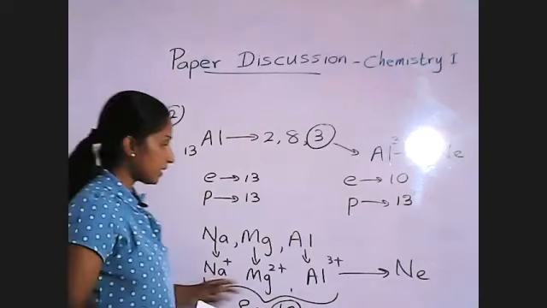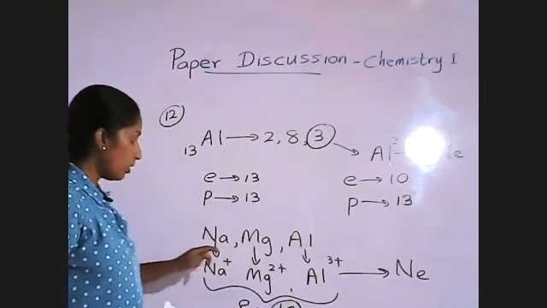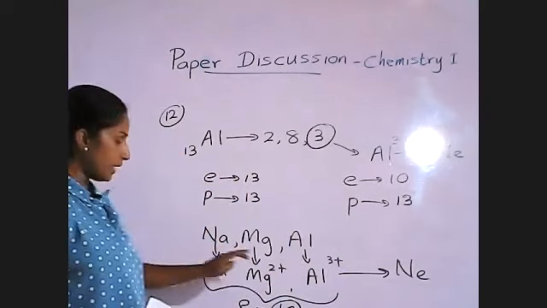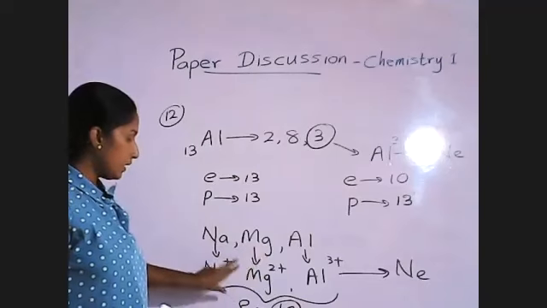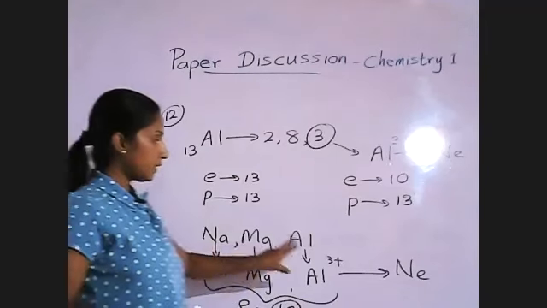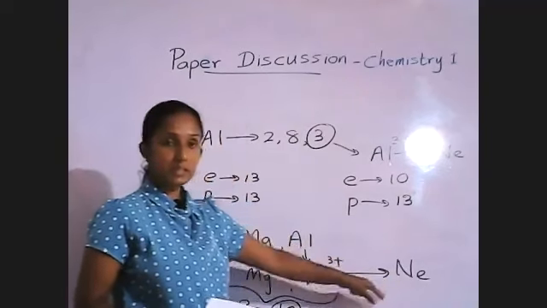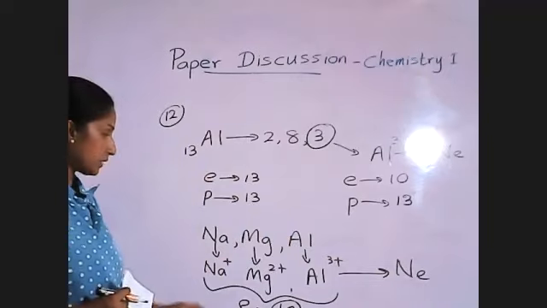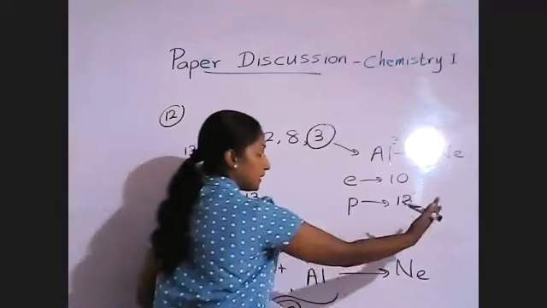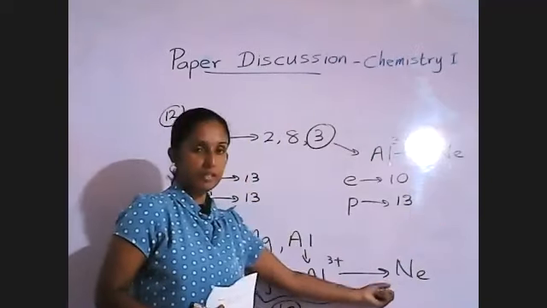The questions can be given in this way also, right? So the elements in the same period, after removing the electrons, they get the configuration of the noble gas in the relevant period. So you have to remember these things. And the elements in the right hand side, after obtaining the electrons, they get the same configuration, right?